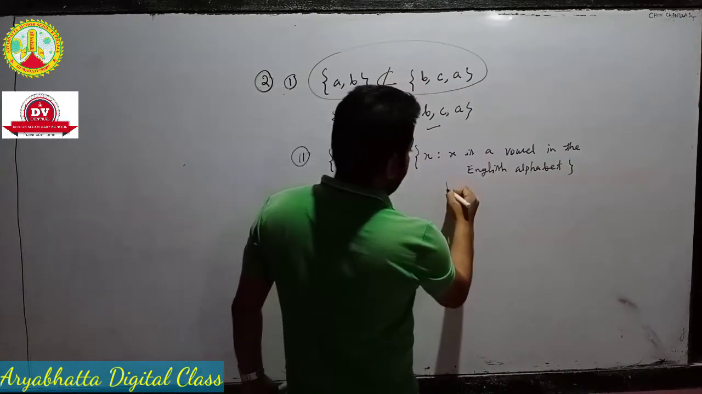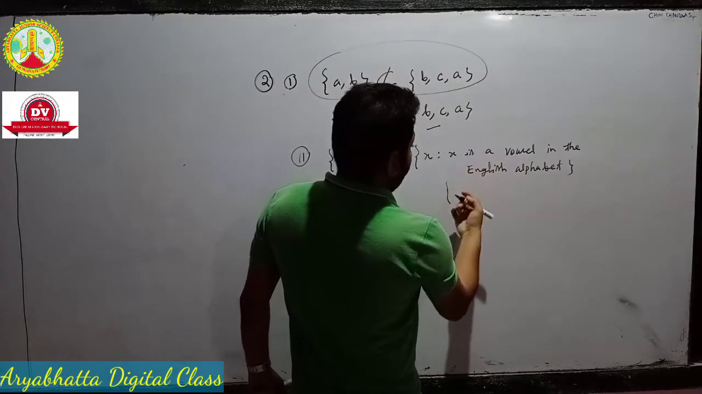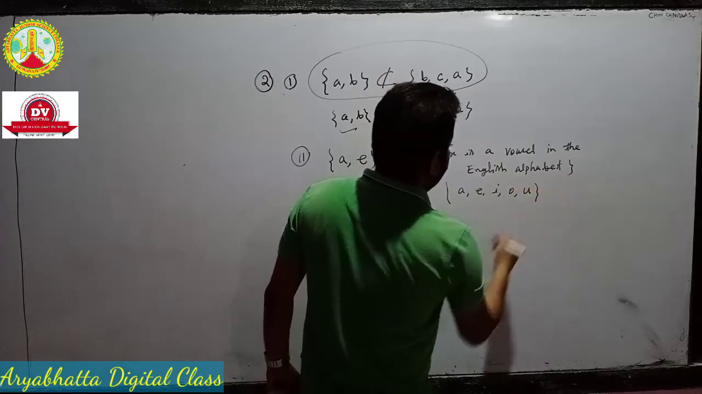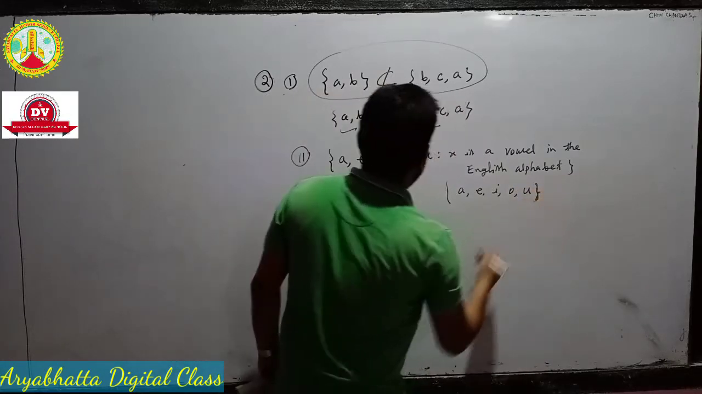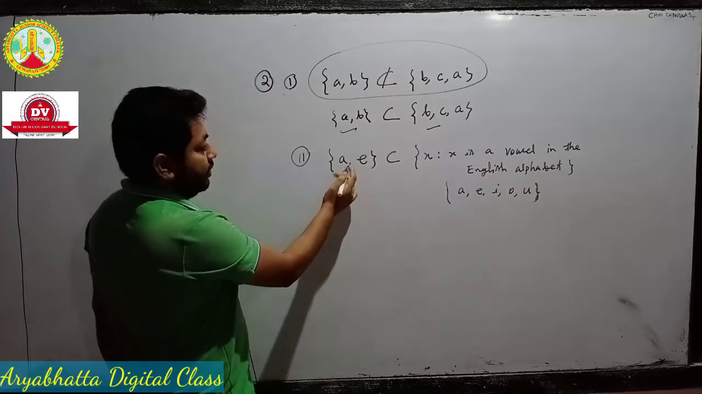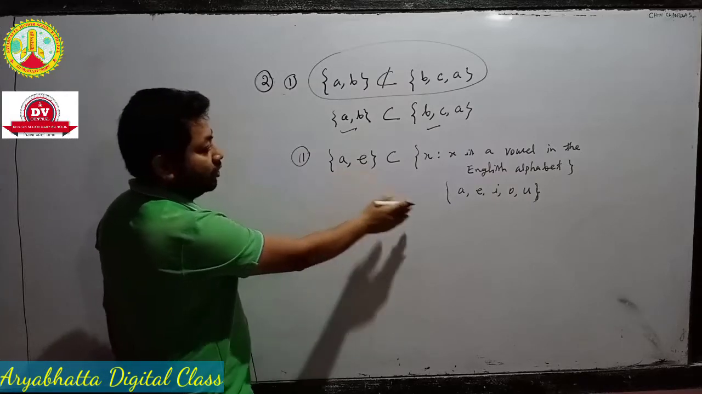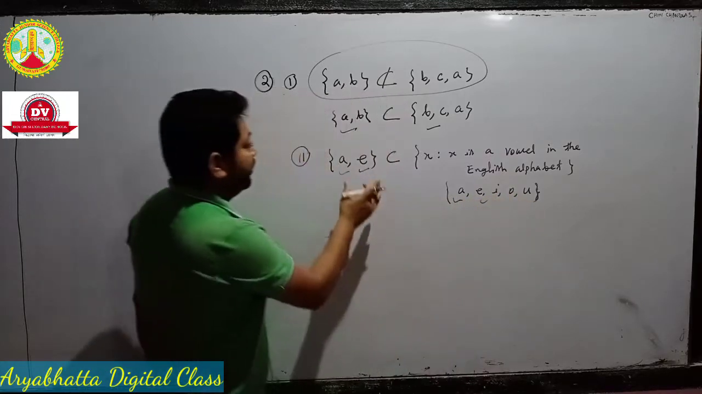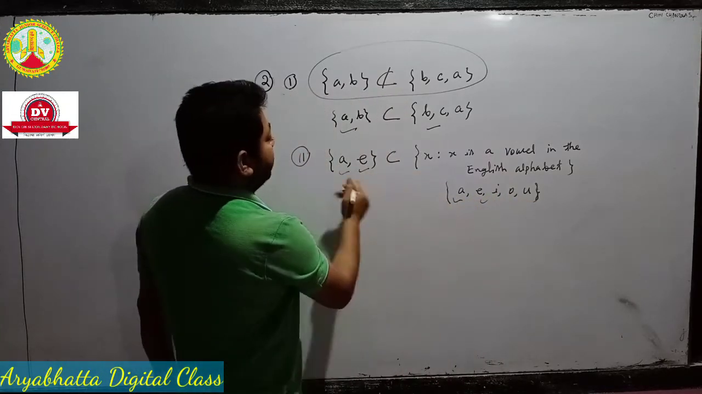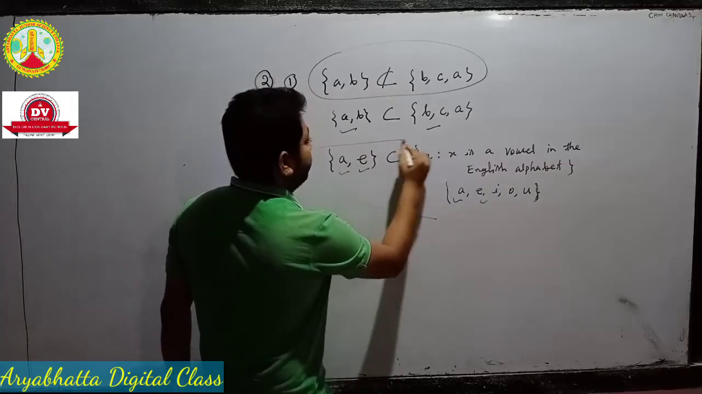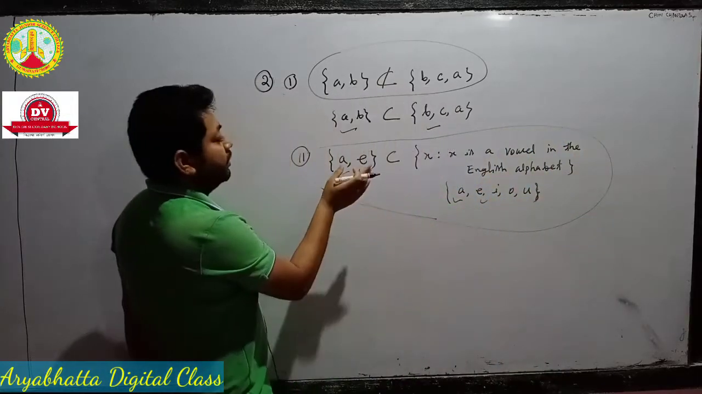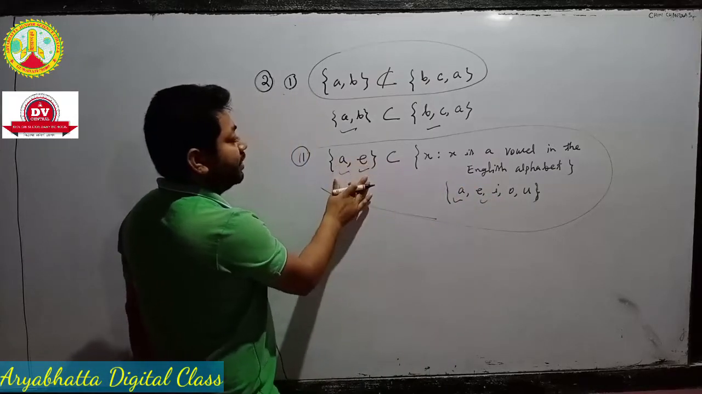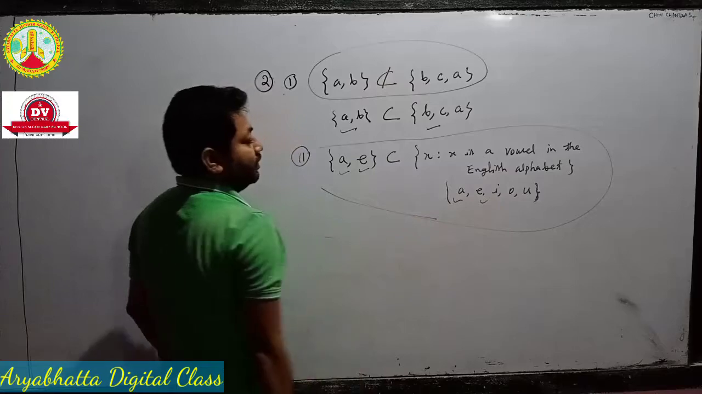We know that the vowels in the English alphabet are A, E, I, O, U. Here, every element of the first set is also an element of the second set: A, E. Therefore, the first set is a subset of the second set. The statement is true, because this set is a proper subset of these sets. Every element of this set is also an element of these sets.